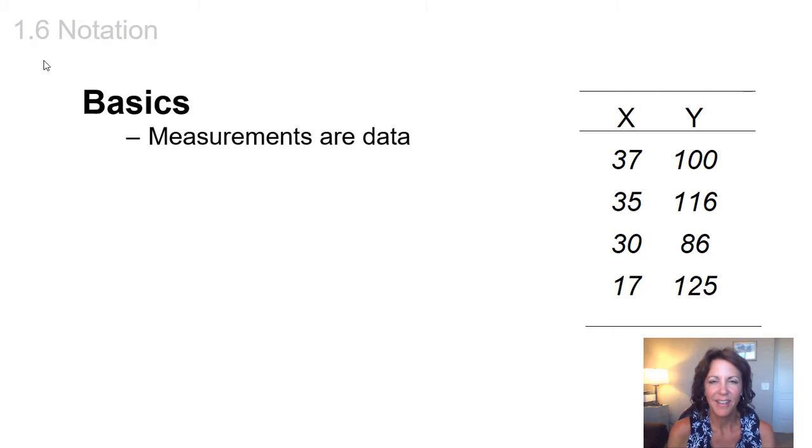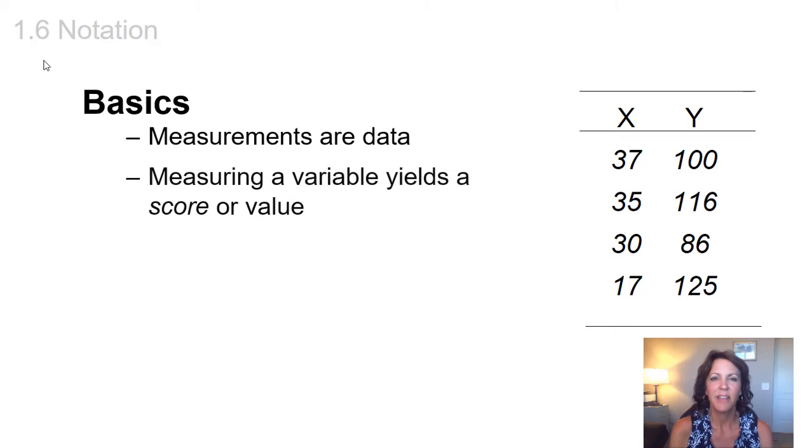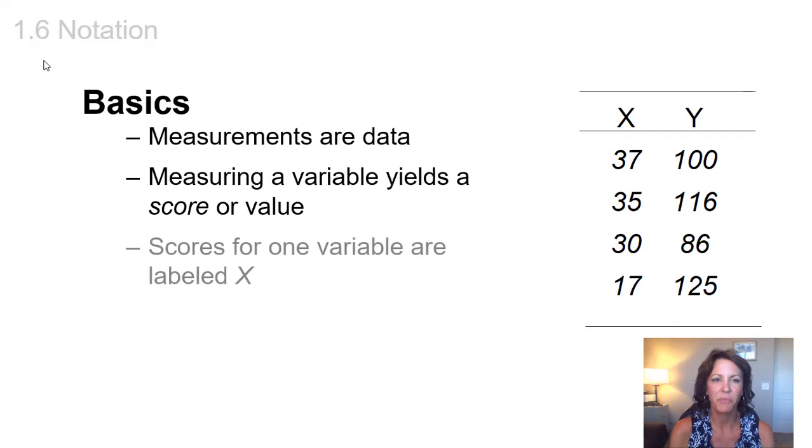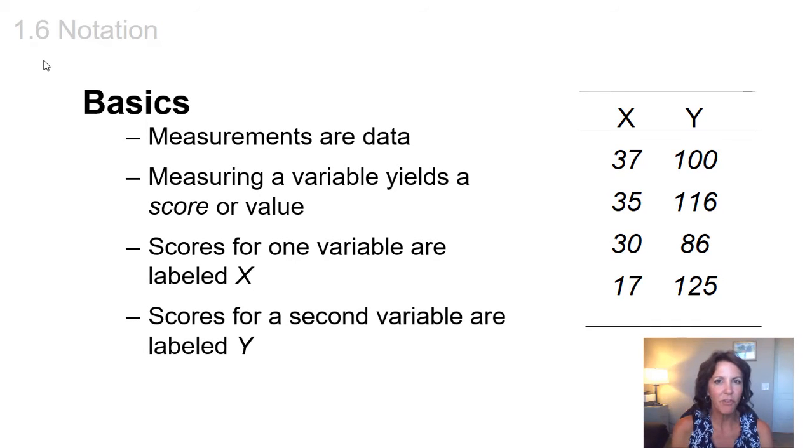Measurements are data. Anything that we collect numerically, we call that data. And measuring a variable yields us a score or a value. So wherever we measure something and we come up with a number, we very often call it a score or a value. Scores for one variable are labeled X. And if we only have one variable, X is the label. But if we have a second variable, we label that second variable with a Y, the X and the Y variables.